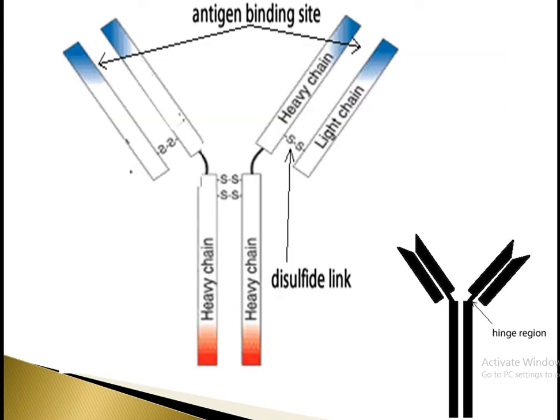These chains are interconnected or joined together by disulfide linkages, while this portion, the arm or hinge, is flexible for the good and strong attachment of antigen to the antibodies.